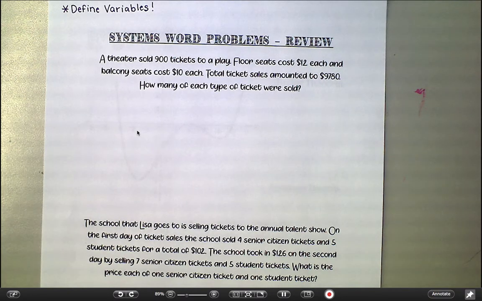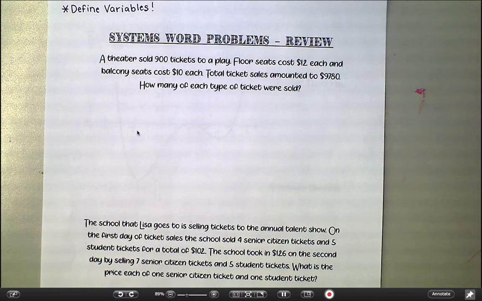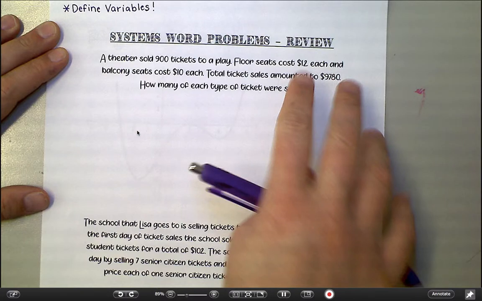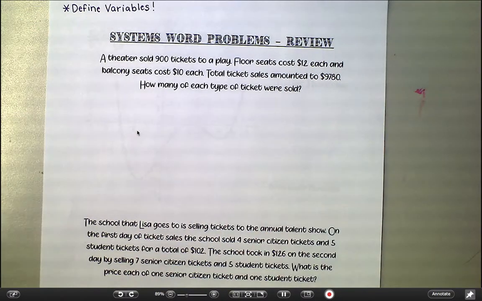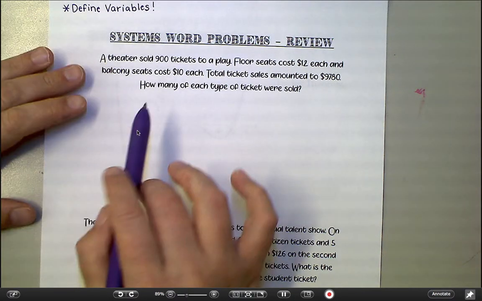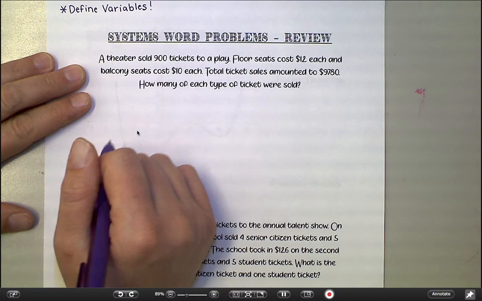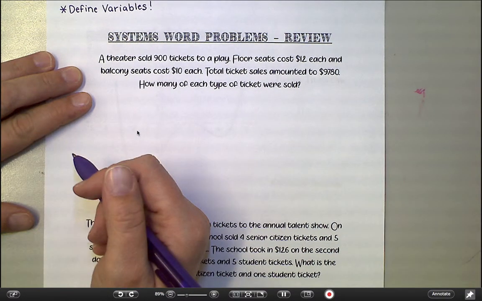Sometimes they're defined in the problem for you, but it makes setting up the equation so much easier. So I'm going to demonstrate that right here. This first example says, blah, blah, blah, theater sold 900 tickets. Here's the cost of all the tickets. Here's the total cost. I would ignore all of that stuff in my first read through. The first time you read a problem, I would jump down to the end and ask yourself, what is it that I'm trying to find? Because you want to set your variables up to answer that question for you.